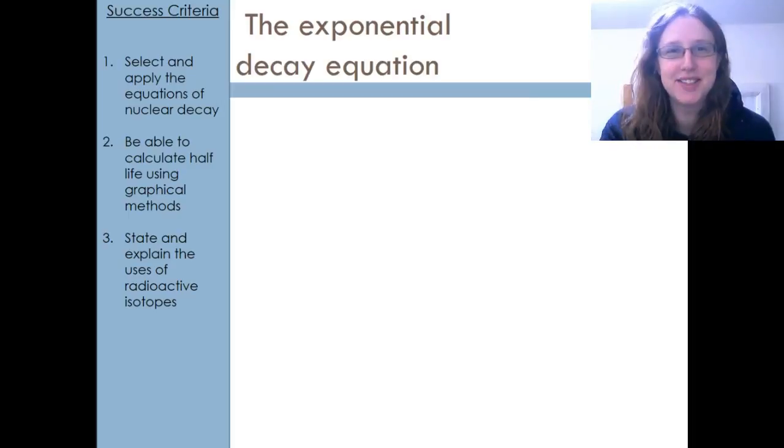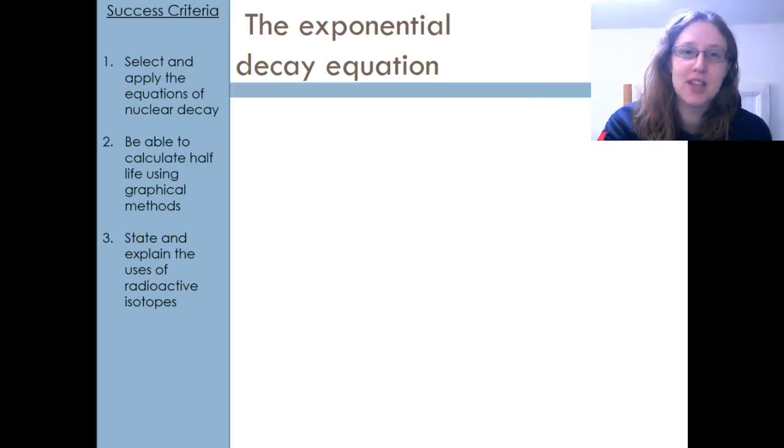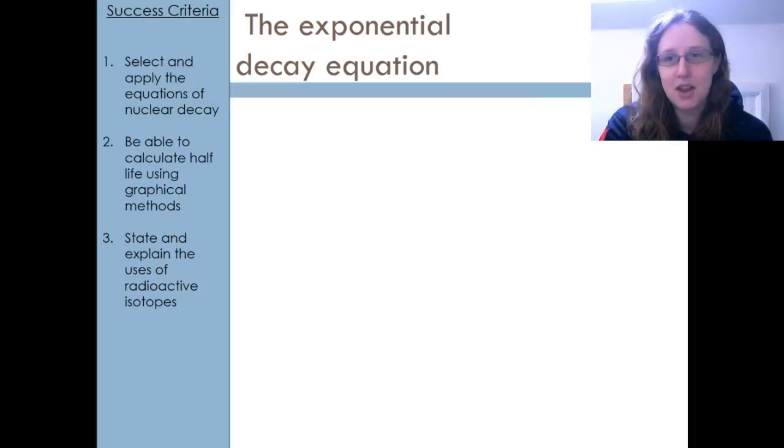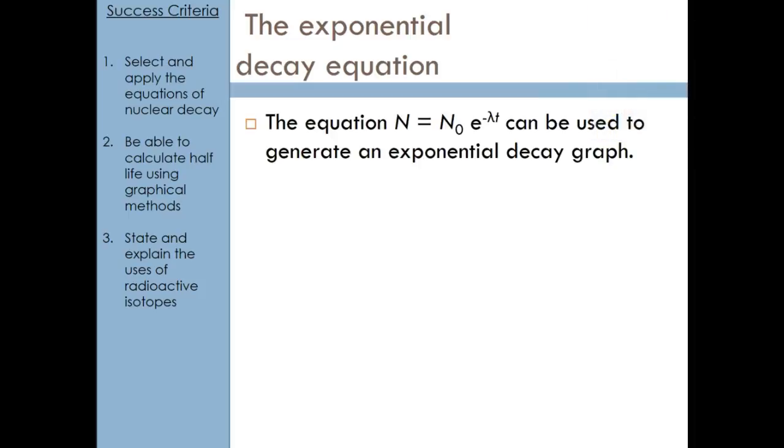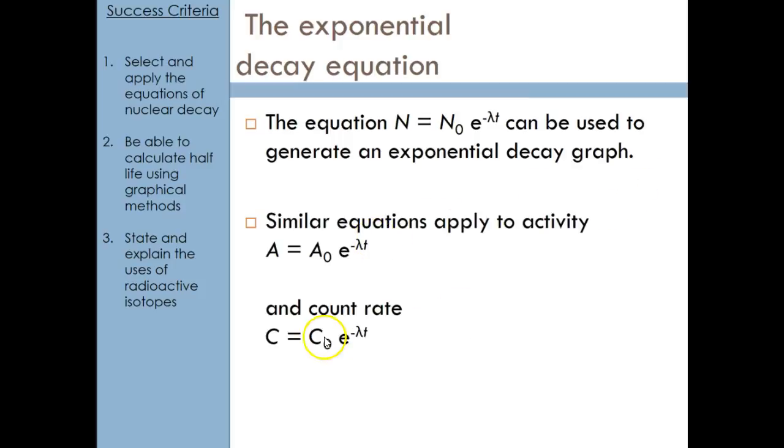So I've used the big word exponential, which means we have to have an exponential equation. So this is the exponential equation: N equals N naught e to the minus lambda t. In this equation, N is the number of undecayed nuclei, N naught is the original number of undecayed nuclei, lambda is our decay constant, and t is the amount of time that has passed. Now, I can use this equation in the same form with both activity and count rate.